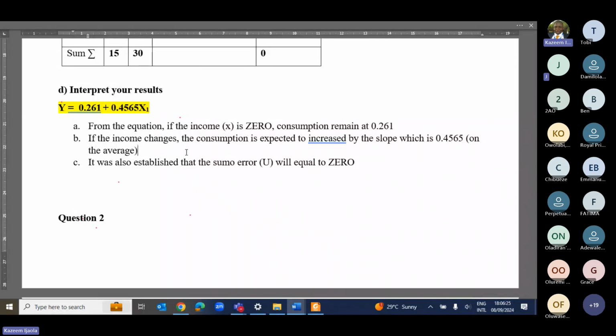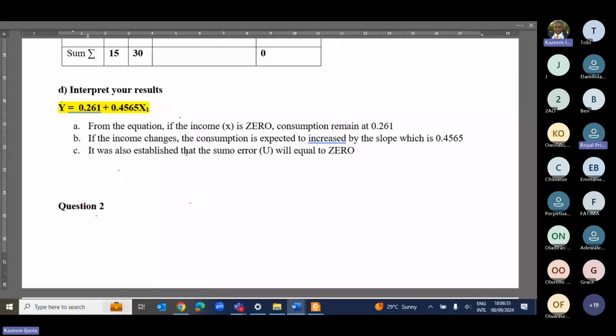The marginal propensity to consume on the average is not mentioned here. I don't think it's mentioned. Let me remove it for now.